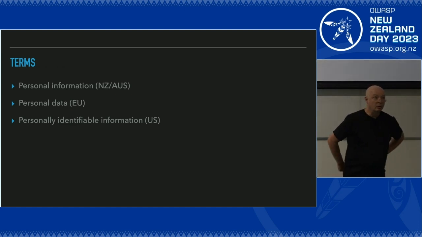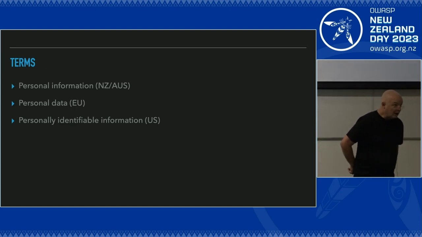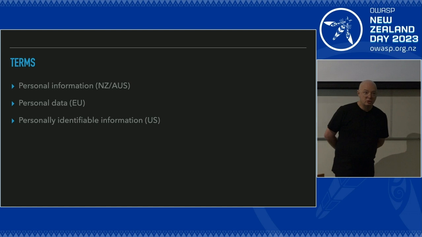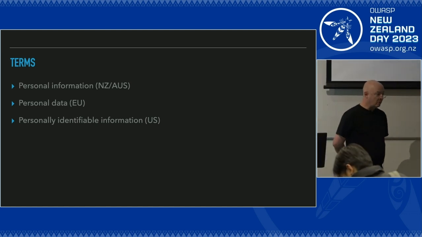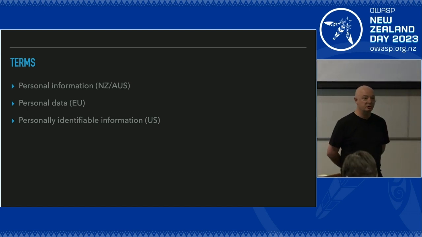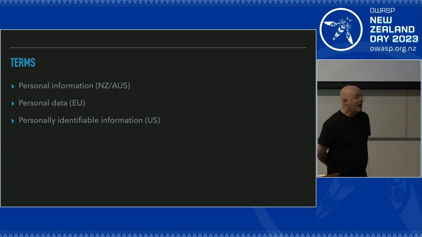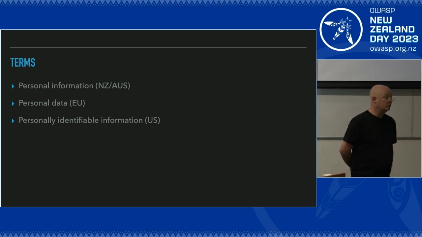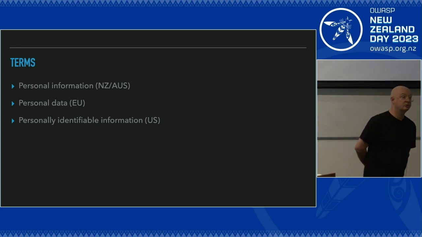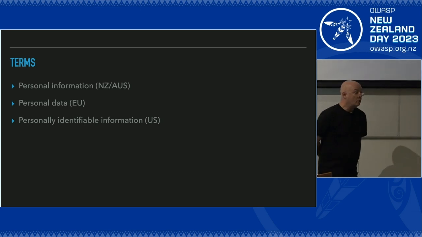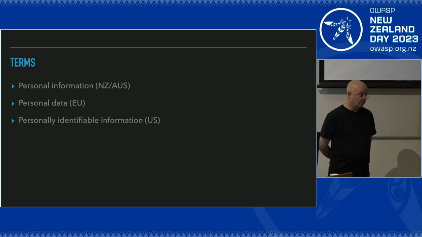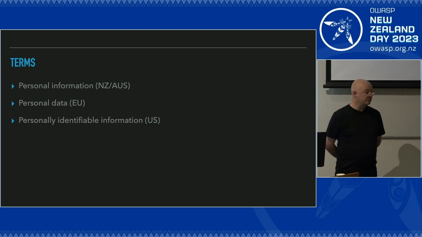And whilst we're on the subject of terms, in New Zealand, the Privacy Act defines the term personal information. That's also a term that's used in Australia. You will hear the term PII used lots. That's an American term. So if you want to be American, use that. In Europe, they use the term personal data. That's in the GDPR. So I'll be using the term personal information, but other terms may pop up.